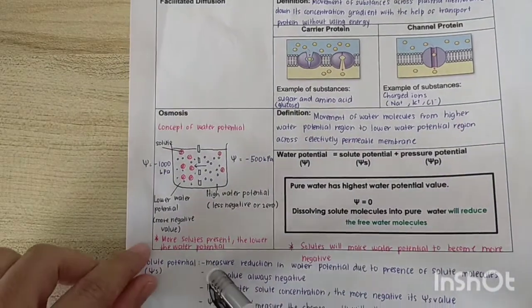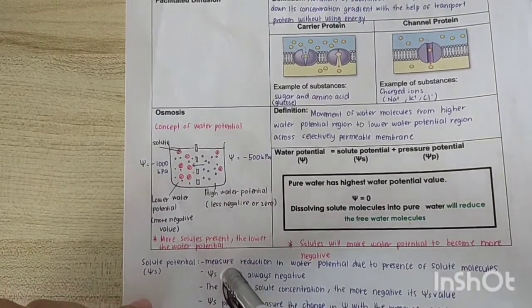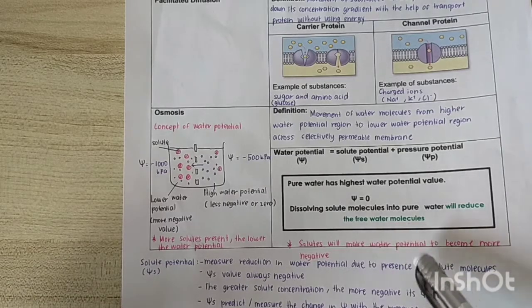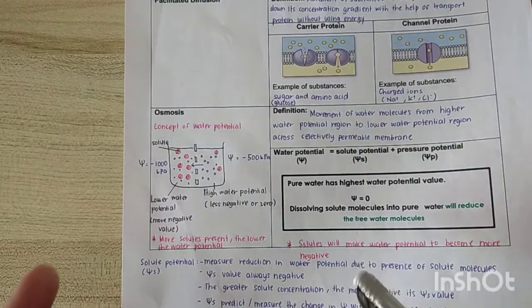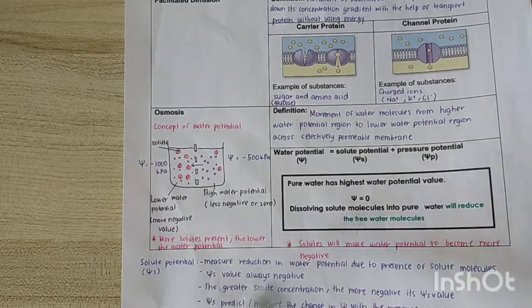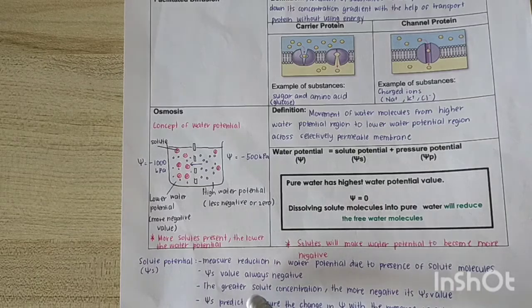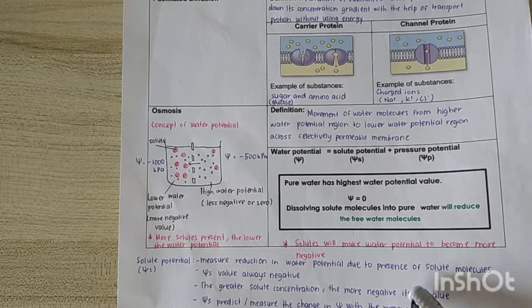Okay, so now we look at the solute potential first. What is solute potential? It is a measure of the reduction in water potential due to the presence of solute molecules. Okay, so maksudnya if in the water there is solute, what happens? The solute will cause the water potential to become negative. So that's why the solute potential value is always negative. And the greater the solute concentration, the more negative its solute potential value.